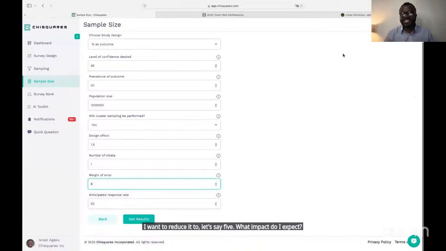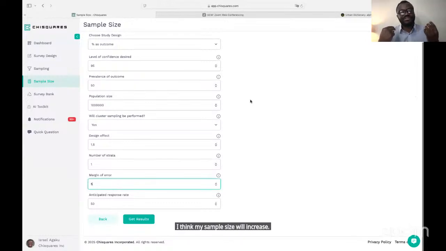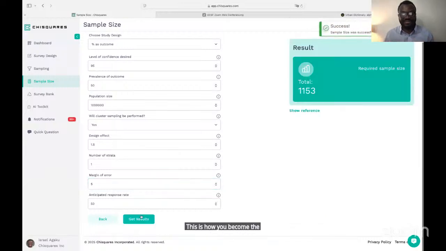And before you even see the result, you should be able to guess, in a predictable manner and say, okay, I think that if I reduce the margin of error from 10 to 5, I think my sample size will increase. You should also be able to theorize on why that will happen. This is how you become a master of study design, right?